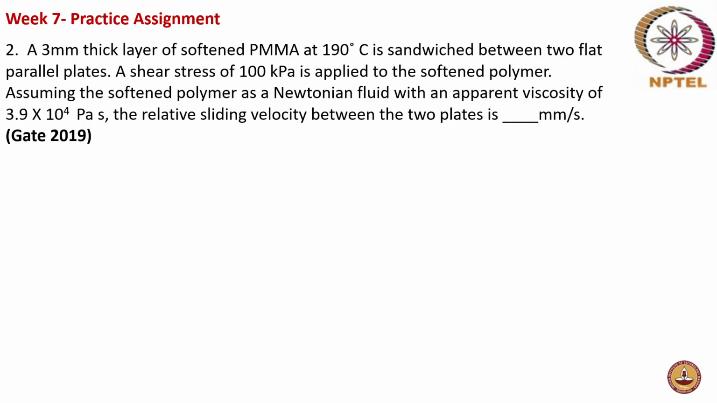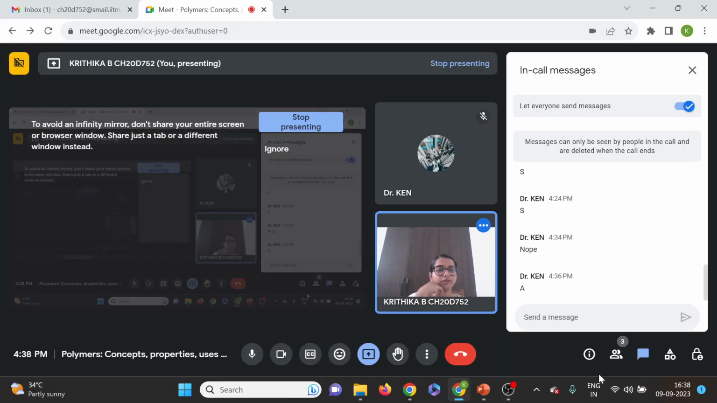So you have the polymer PMMA at 190 degree in its softened state, and the layer thickness of PMMA is 3 mm. It is sandwiched between two plates. A shear stress of 100 kilopascal is applied to this, and the apparent viscosity of the softened PMMA is given. They have also asked us to assume it as a Newtonian fluid, and they've asked what is the sliding velocity between the two plates. So how do you proceed? Any idea?